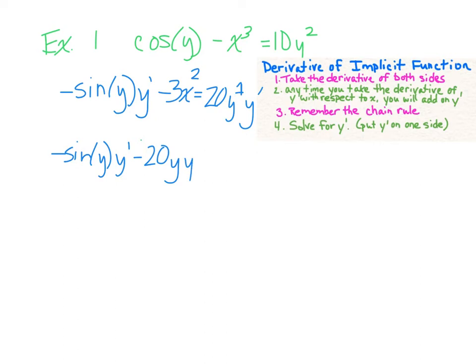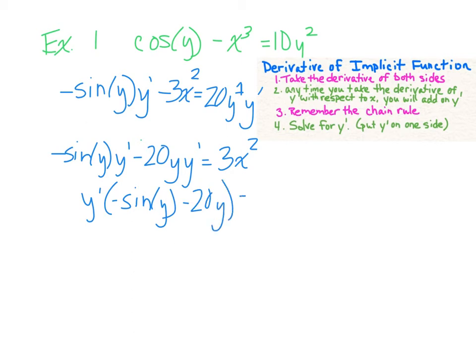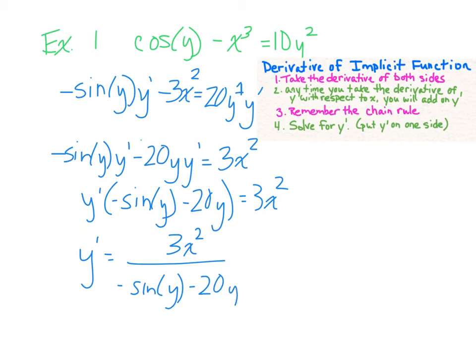equals, I can move the negative 3x squared to the right side and it'll become just a positive 3x squared. We can factor out a y prime, and that gives us negative sine of y minus 20y, and it's still equal to 3x squared. And our ultimate goal is to solve it for y prime, so if I divide everything by negative sine y minus 20y, that will give us our answer. Notice y prime, or our derivative, the answer may have both x's and y's in it.